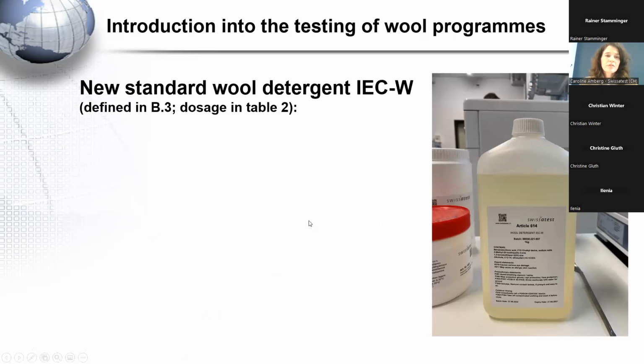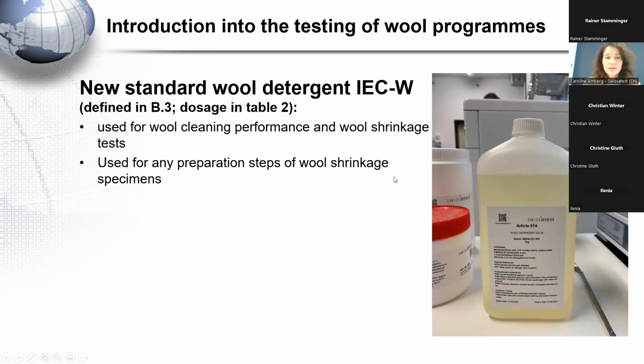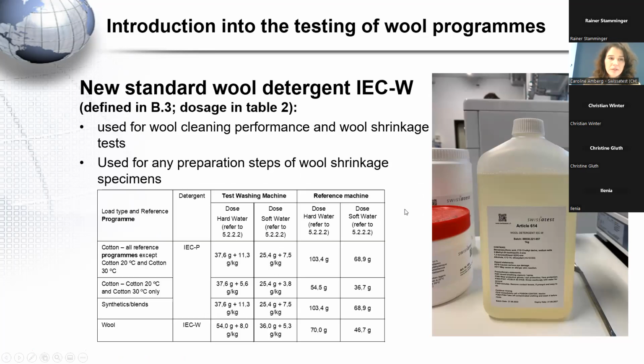Okay, then some words to the new standard wool detergent, ICW. See your picture of it. It is used for wool cleaning performance and wool shrinkage tests. It is used for any preparation steps of the wool shrinkage specimens. And the dosage is defined in clause 6 in this table 2. In the last row, you see how much of this detergent you will use for any reference or test washing machine program.